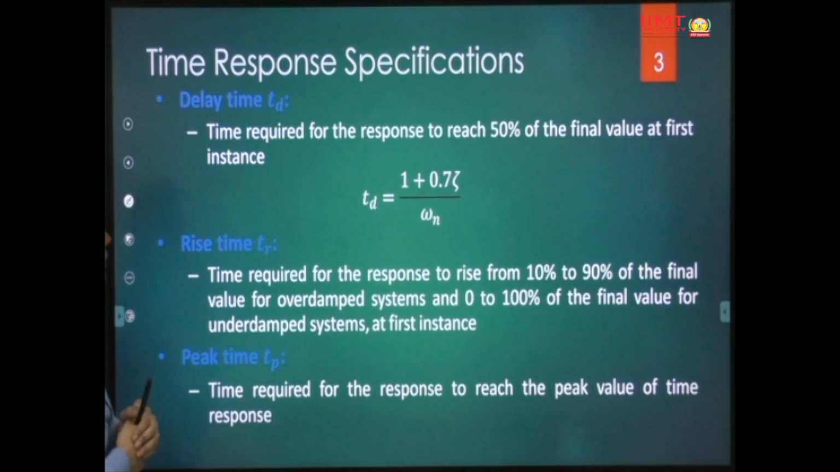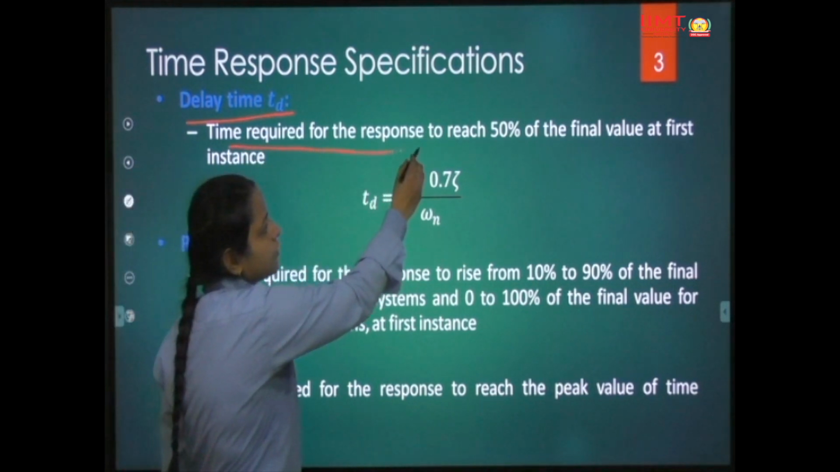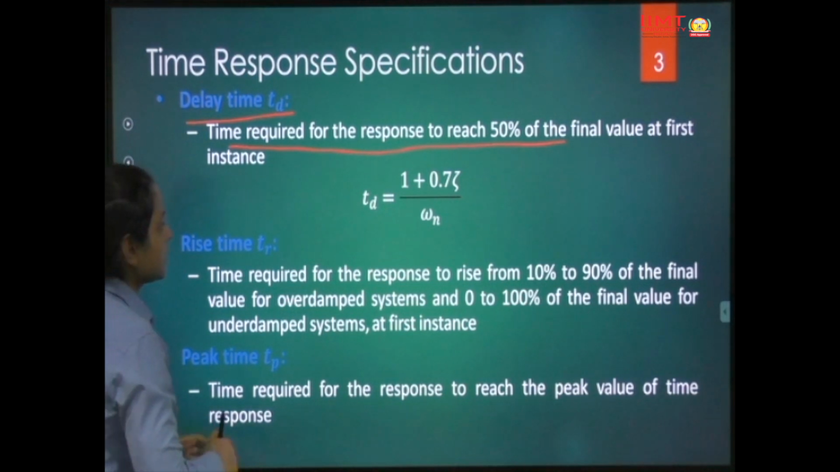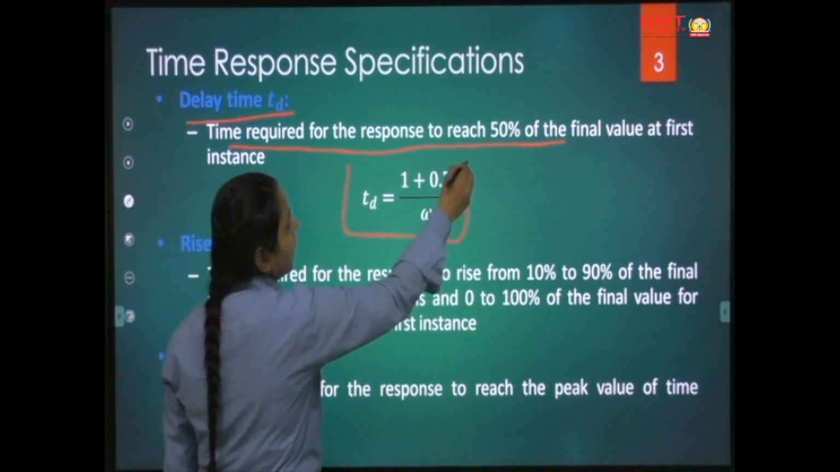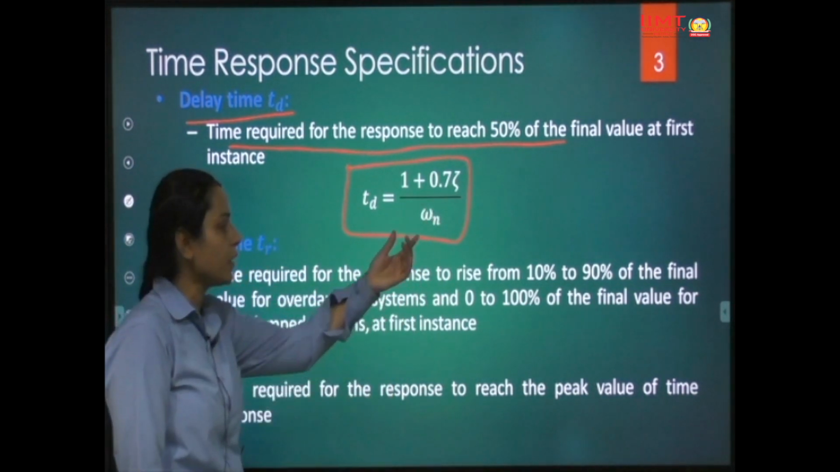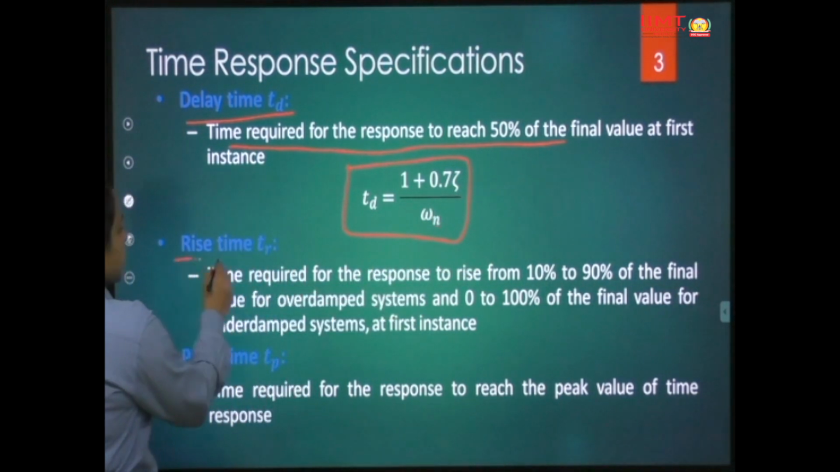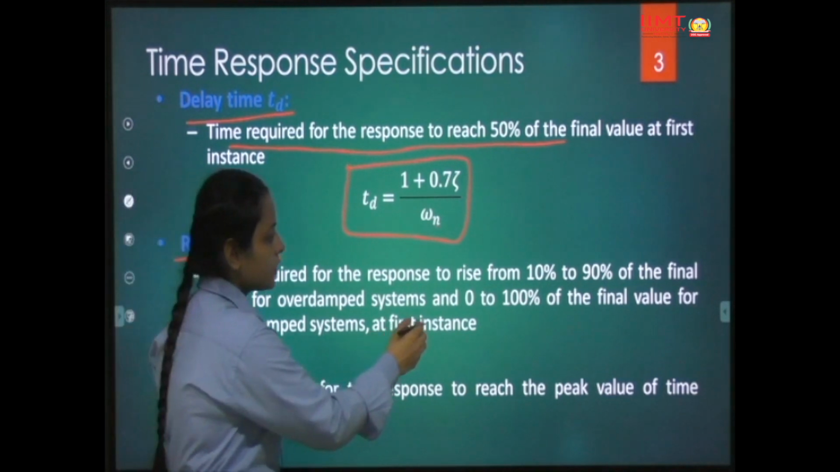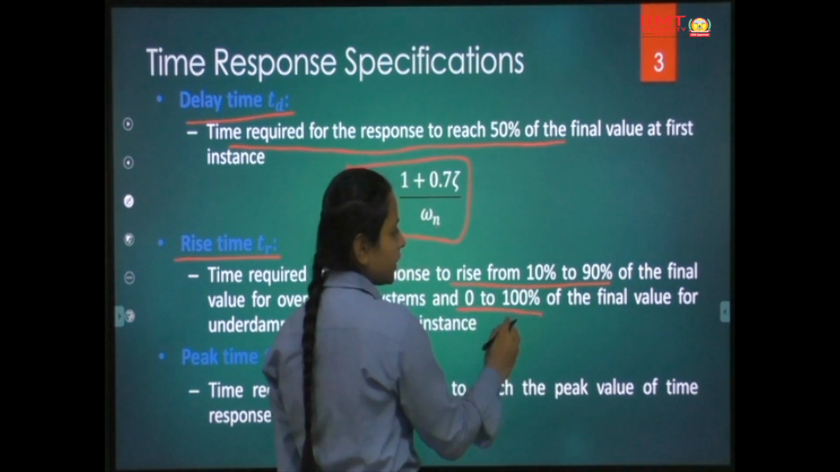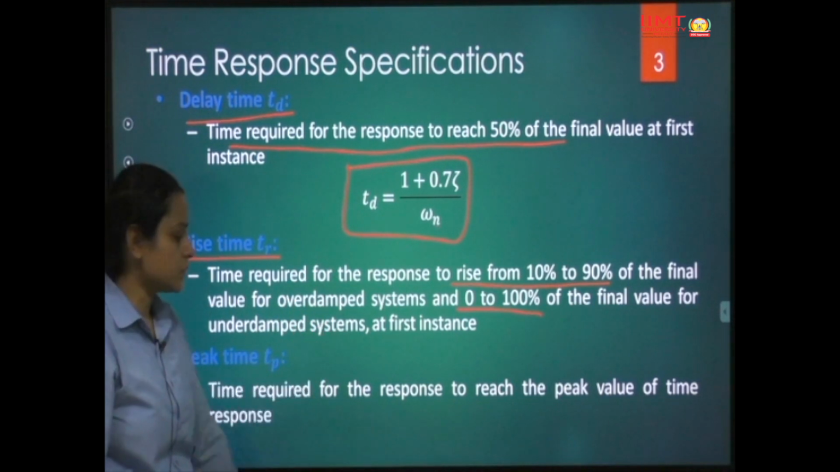Among the time response specifications, we have the delay time, which is the time required for the response to reach 50% of its final value for the first time. It is defined by Td equal to 1 plus 0.7 zeta upon omega n, where omega n is the natural frequency of oscillation and zeta is the damping ratio. Another specification is rise time. It is the time required for the response to rise from 10 to 90% of its final value, or 0 to 100% of its final value for overdamped and underdamped systems.